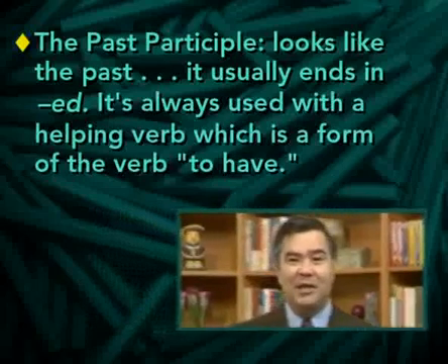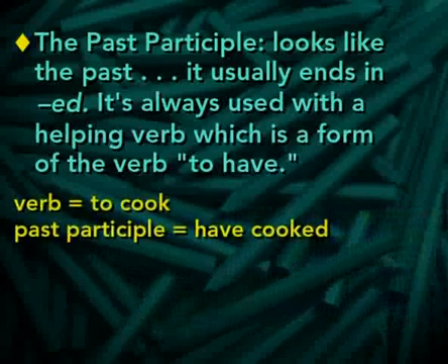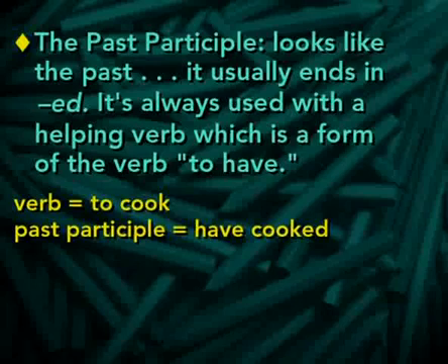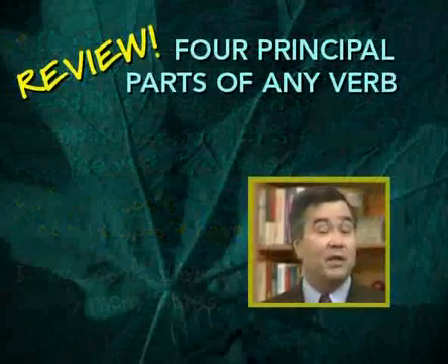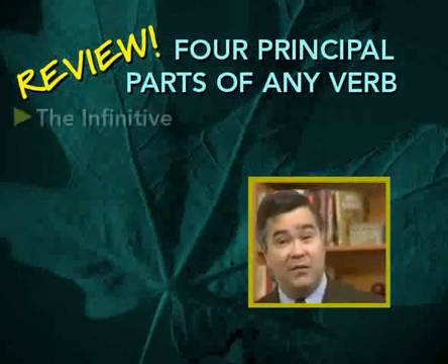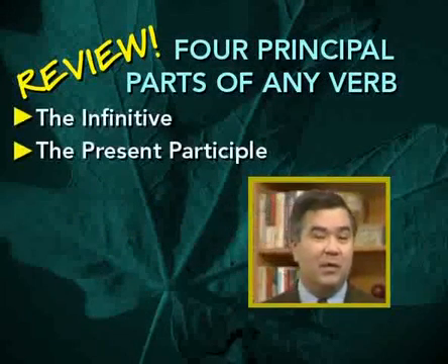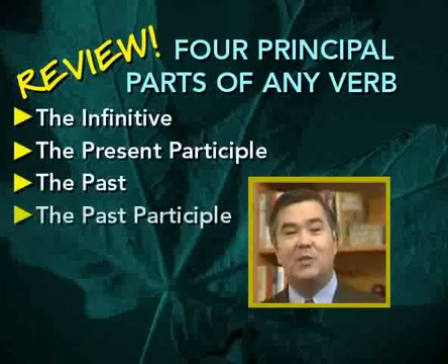So, for example, the past participle of to cook is cooked, but it would be used with a helping verb, such as have cooked. I have cooked breakfast for my family many times. That's an example of how the past participle would be used, with a helping verb, which is a form of the verb to have. These, then, are the four principal parts of any verb: the infinitive, the present participle, the past, and the past participle.